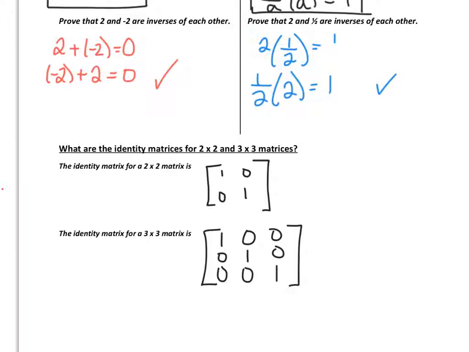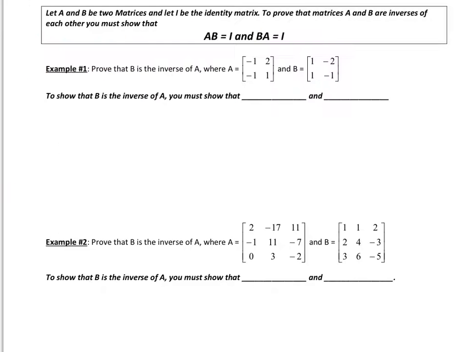So that is your identity matrix for a 3 by 3. So let's do some examples with matrices and see how this works. Let's go to the next page.